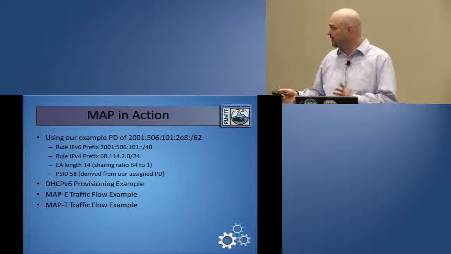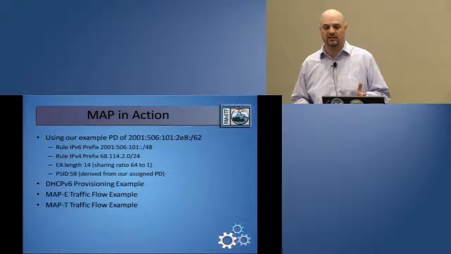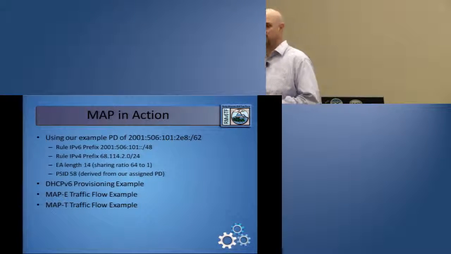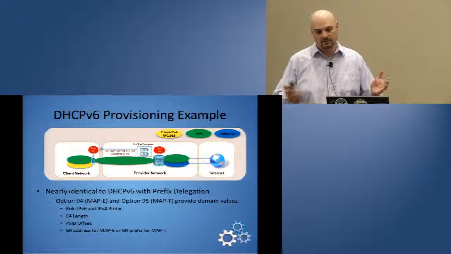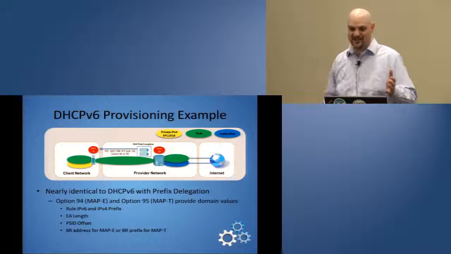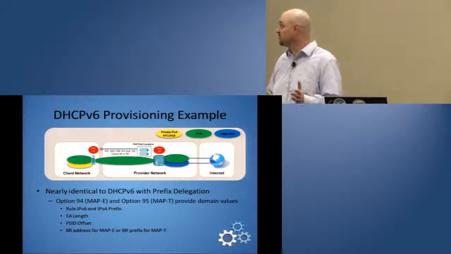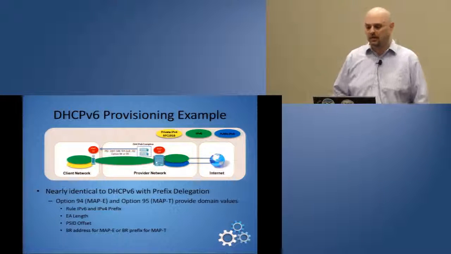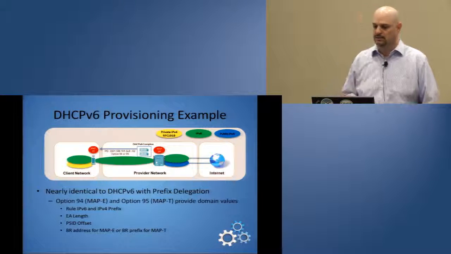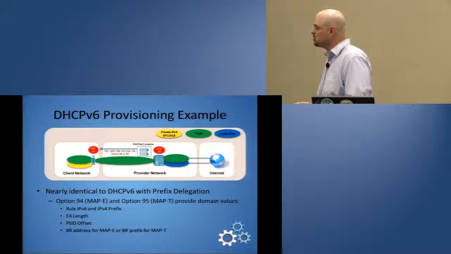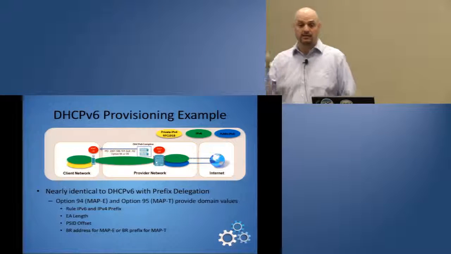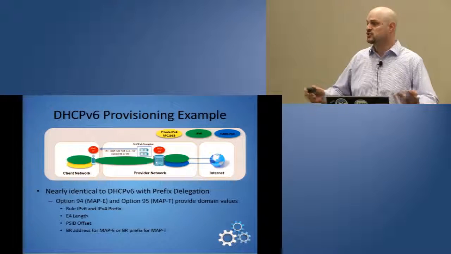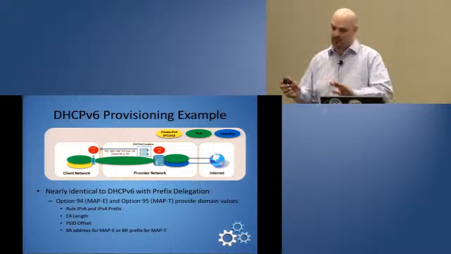So I'm going to show you a very simple example of the DHCPv6 provisioning example, a MAP-E traffic flow example, and one for MAP-T. I told you before, here's more of the beating of the dead horse. It's almost identical to a native IPv6 deployment, right? I can do a hybrid, where the home gateway address allocation is through SLAAC, and then I do a PD allocation for the network behind, and then I just tag along option 94 and 95. That's the only difference, right?